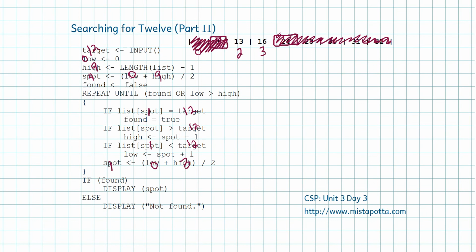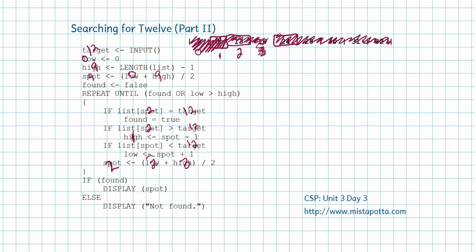And when I look at this, I'm saying, okay, if I take 2 plus 3, that's going to be 5. 5 divided by 2 is 2. So now I'm looking in box 2. Is box 2 a 12? Well, no, that's a little too big. So what's in box 2 is bigger than 12. High is going to be spot minus 1, so high is not 3 anymore, and it's not 2, high is 1.